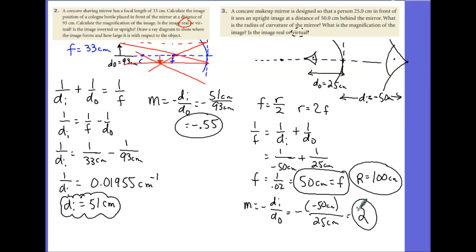So there we go, a few examples of how we might use ray tracing and also the mirror equation to look at concave and convex mirrors, what kinds of images, the image properties and so forth, all of that for curved mirrors.